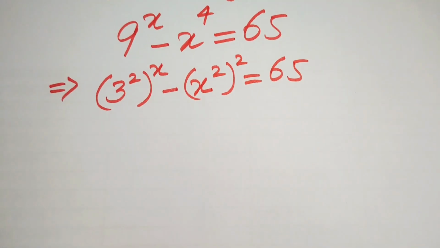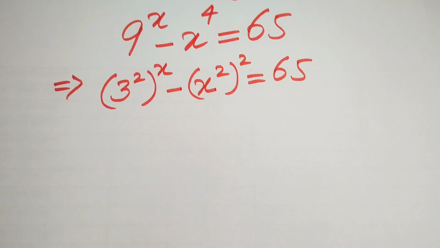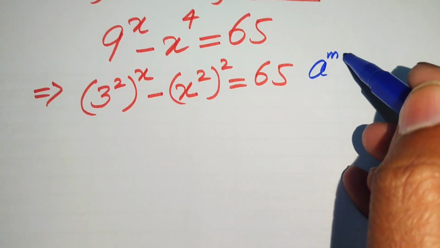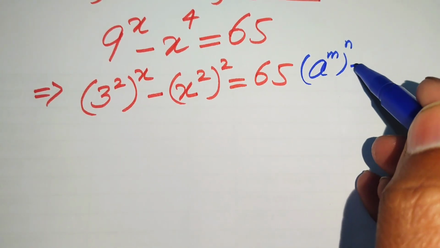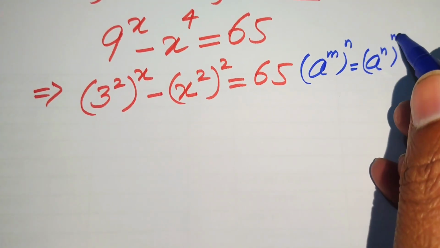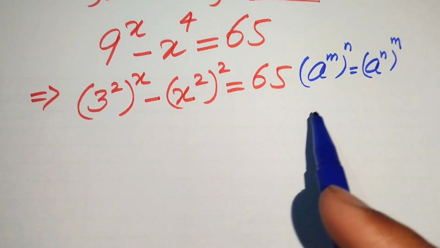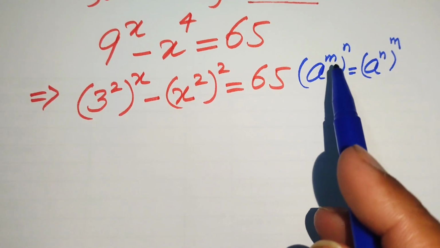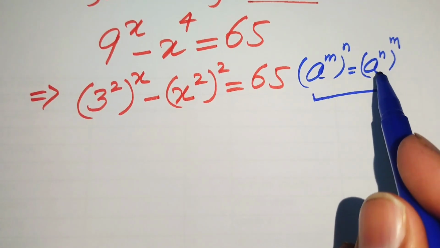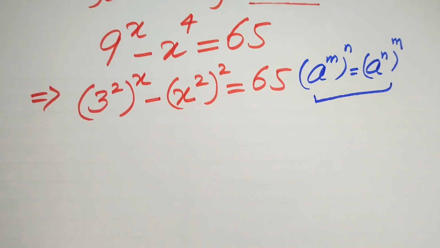Okay, so in the next step we use a nice exponential law. According to this exponential law, if we have a to the power of m and its whole power n, it is equal to a to the power of n and its power of m. It means that if you interchange these two exponents, it always gives us the same value. Interchanging these two exponents cannot affect our final answer.